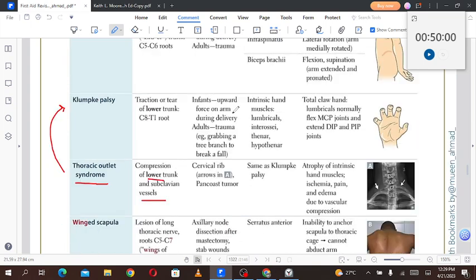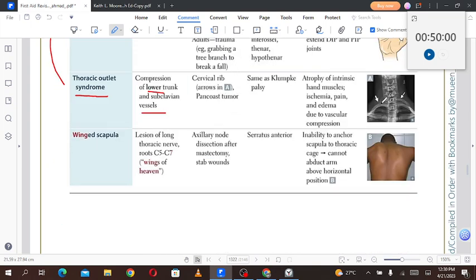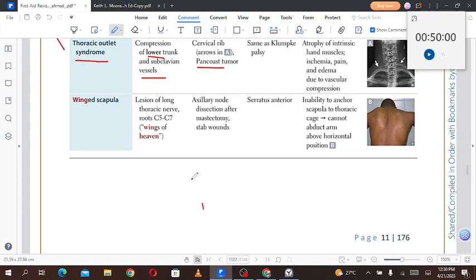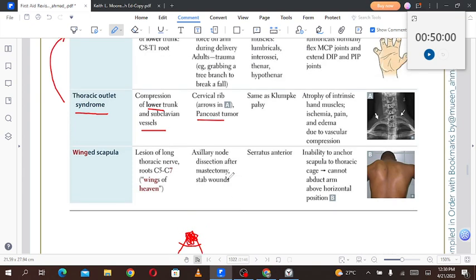The causes are cervical rib, which is shown by the arrows, and Pancoast tumor. Cervical ribs means supernumerary ribs which are above the first rib, that are ribs in the neck. And Pancoast tumor means, suppose there is a lung, the apices of the lung are directed into the neck. Like this is the first rib, and these are the apices. If there is some tumor, a Pancoast tumor of this apical region, it can compress the lower trunks as well as the subclavian vessel. So that is called thoracic outlet syndrome.